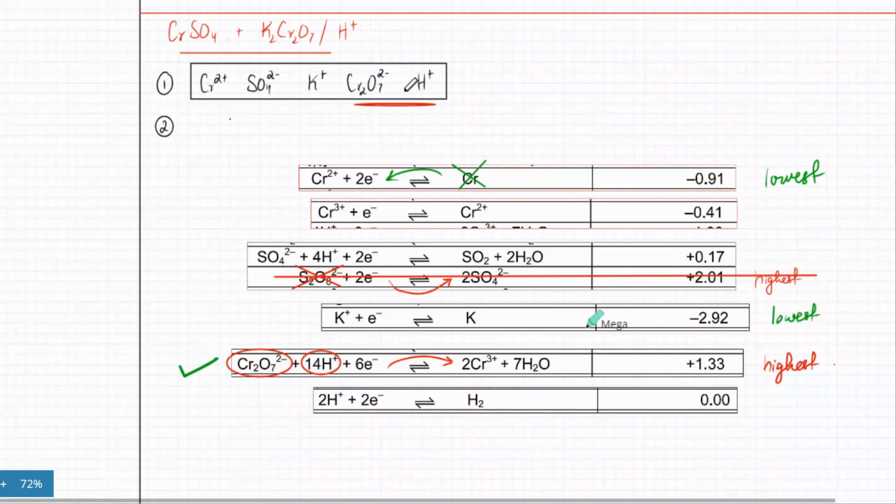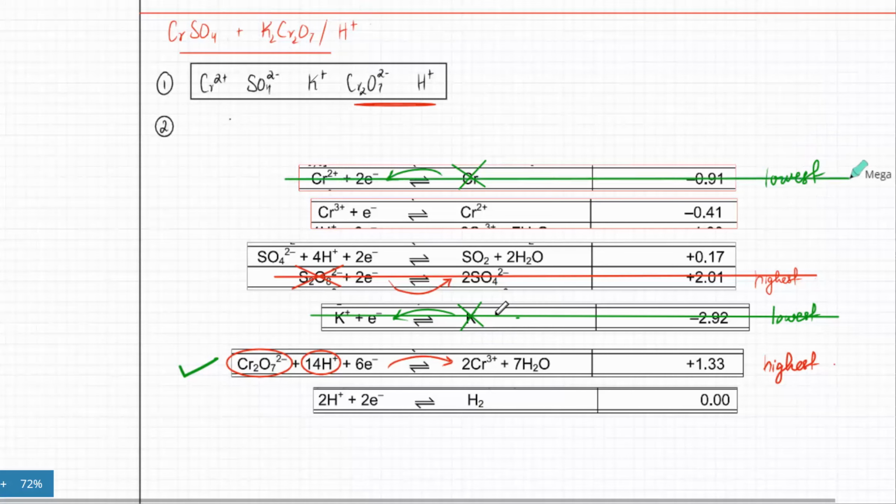So potassium has the greatest tendency to actually lose electrons, but you can't use this equation. You don't have potassium anywhere in your reactants. I mean, you have potassium ions, but not potassium. So we'll just cancel this equation out. Then the lowest is this one, the one I selected earlier. That's the lowest, minus 0.91. But you can't use that equation as well because then it's Cr that loses electrons, and we don't have Cr anywhere. We have Cr2 plus. We don't have Cr. So I'm going to cut that equation out as well.